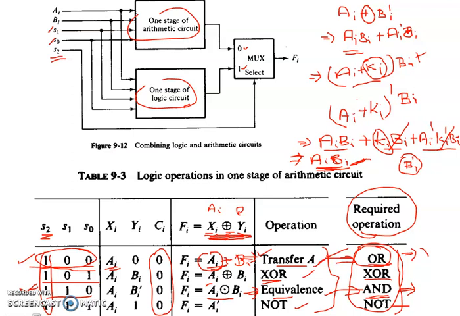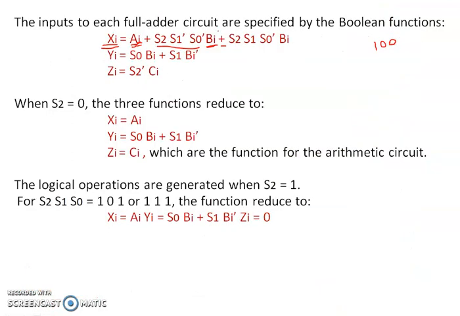In this third row, S2, S1, S0 complement. So S2, S1, S0 complement. In that case, BI will be ORed. Okay, so these are the two things which will be done to modify the input Xi.